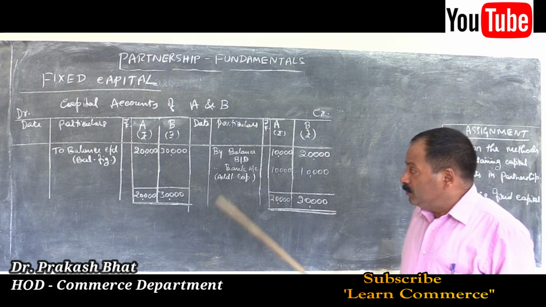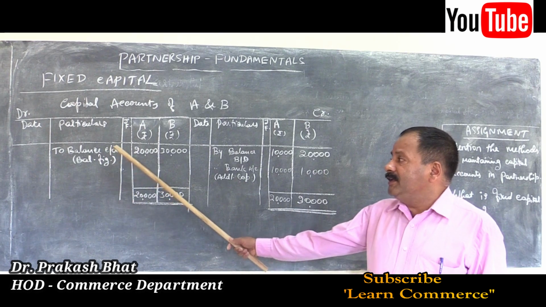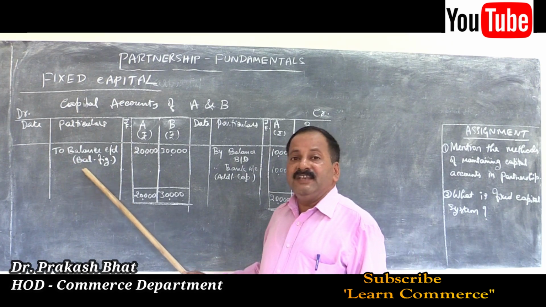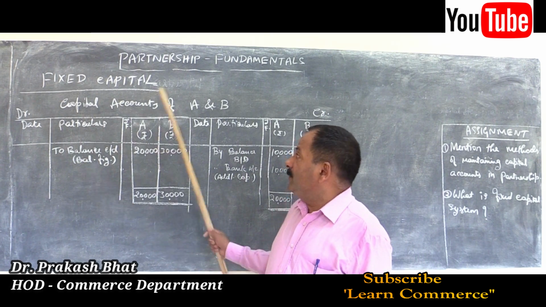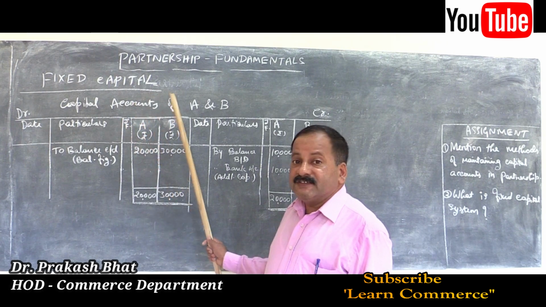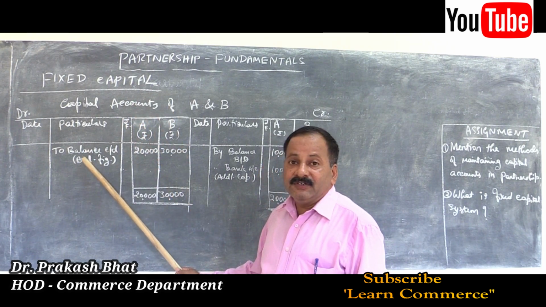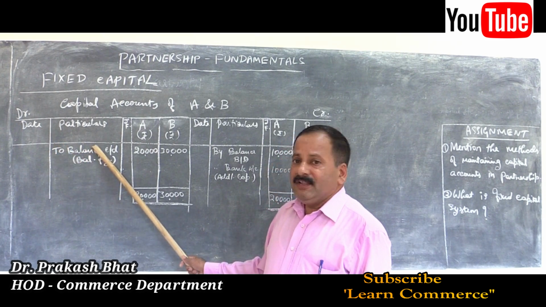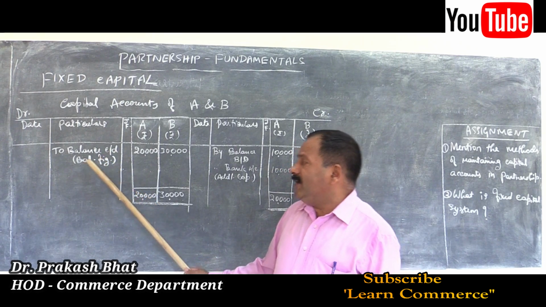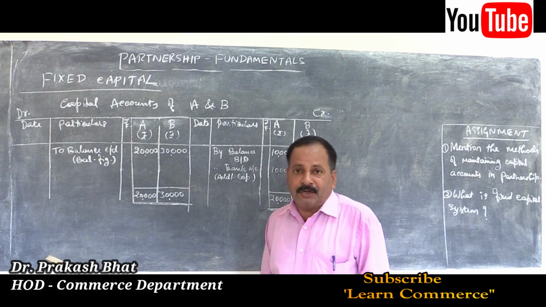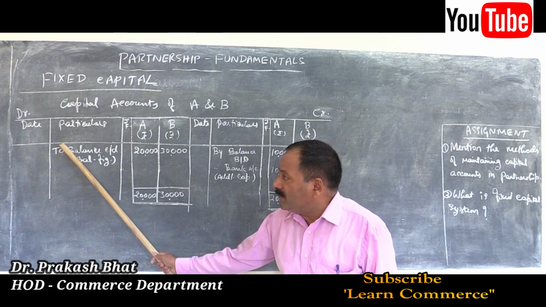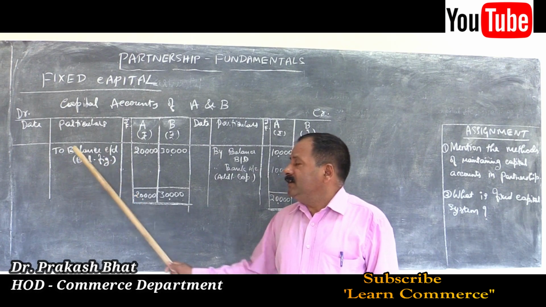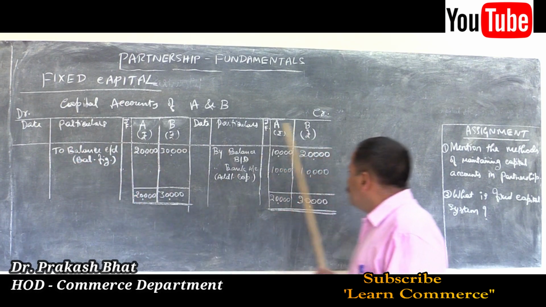I already told you, only additional capital will be recorded, and if there are drawings, then we have to enter them here, because when money is withdrawn by the partner, the journal entry will be partners' capital account debit to bank account or cash account. So the entry will appear on the debit side, to bank account. I have assumed here there are no drawings. If there are drawings, I have to make an entry on the debit side to bank account, that is drawings. So here, 0 drawings. So I have closed this account.